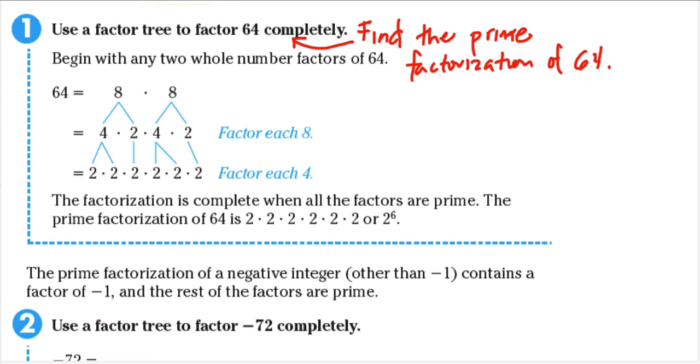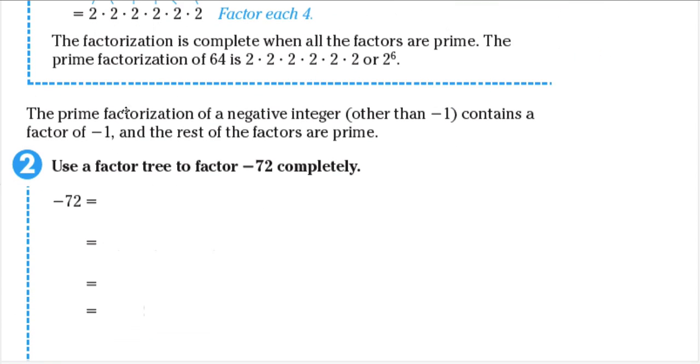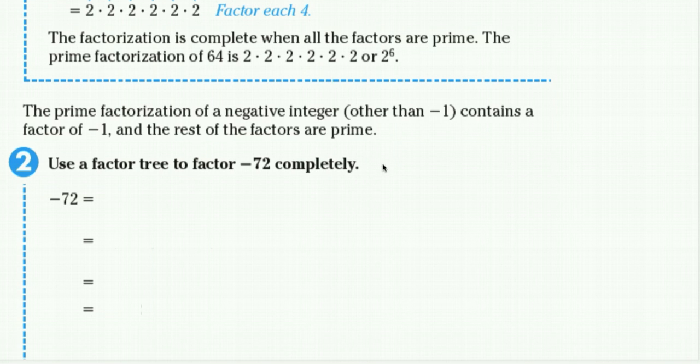In example number 2, you cannot use that direction. Why? Because you have -72. And that's the reason why it's saying use a factor tree to factor -72 completely. Because a number less than 0 cannot be considered a prime number. So the prime factorization of a negative integer other than -1 contains a factor of -1, and the rest of the factors are prime.